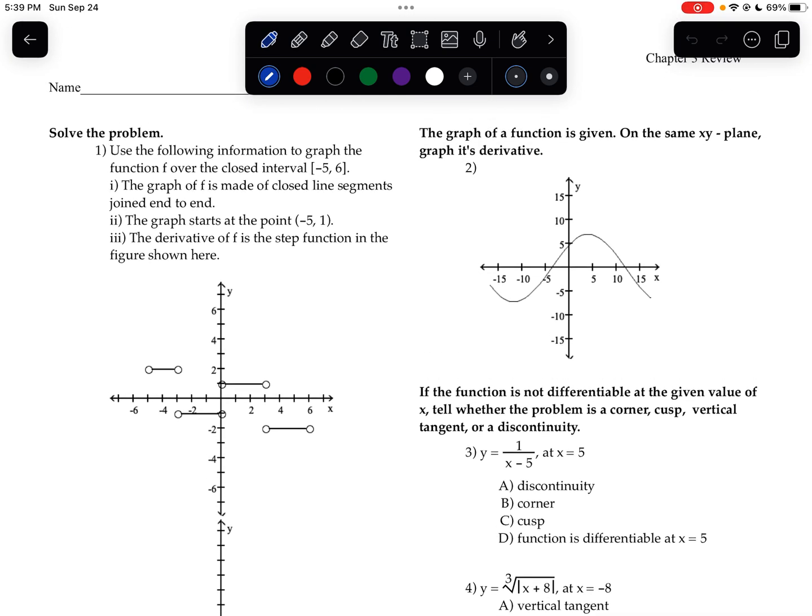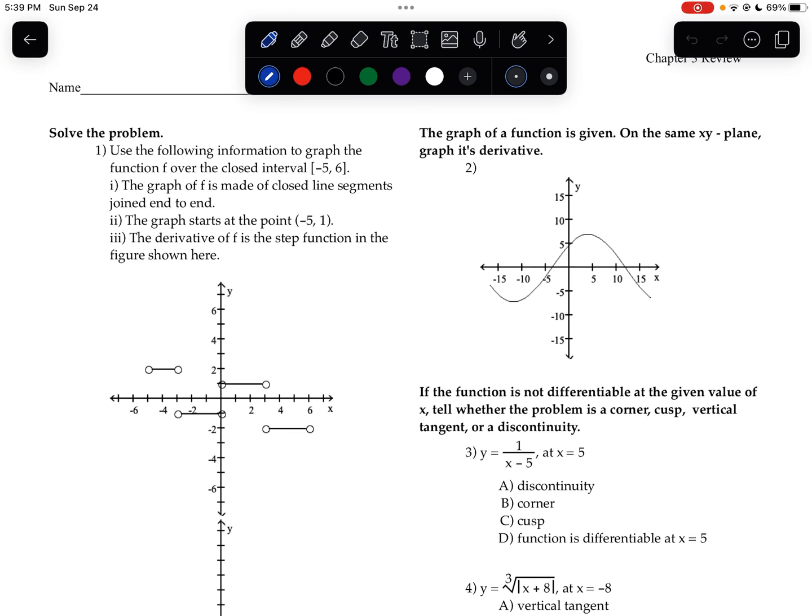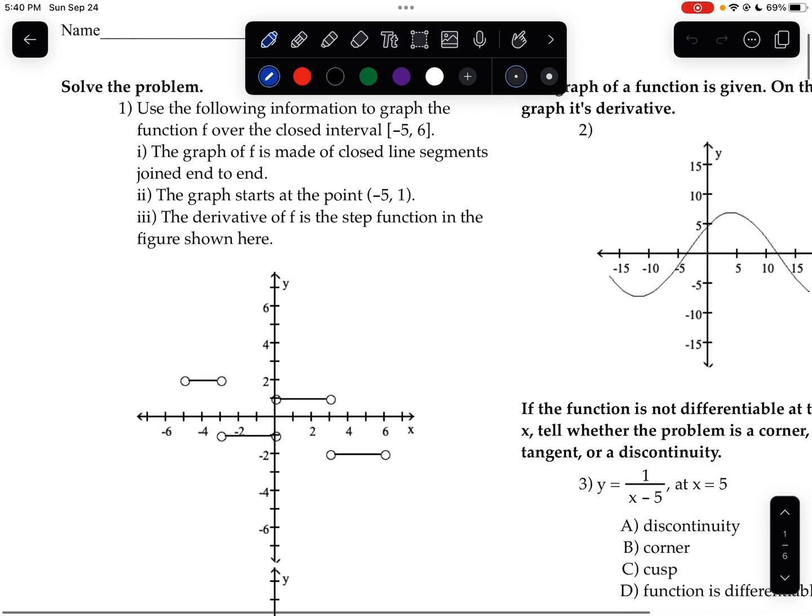Alright, so for number 1, use the following information to graph the function f over the closed interval from -5 to 6. So first thing, the graph of f is made of closed line segments joined end to end. So I believe that's just saying that it's continuous. Second thing is that the graph has to start at the point (-5, 1). So I'm going to start with that fact right there. So (-5, 1) would be right here. So it has to start there.